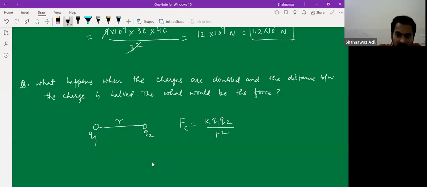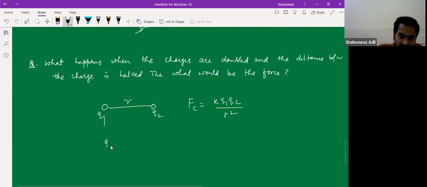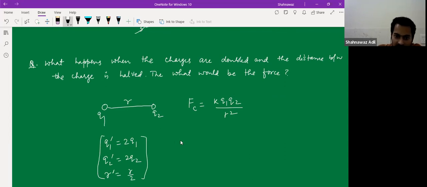Now what happens is that you double the charge. So Q1 becomes Q1 prime, which is 2Q1, and Q2 prime, which is 2Q2, and R prime, which is R by 2. So you change your charges and the separation like this. Your F prime would be K Q1 prime Q2 prime by R prime square.